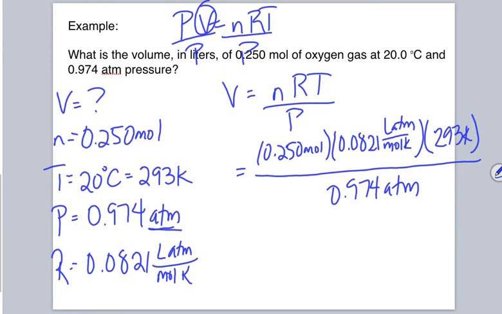Check your units first. Moles cancels moles, kelvins cancels kelvins, atmospheres cancels atmospheres. We're going to be left with units of liters, which is good because we're trying to find volume. We plug those values into our calculator, and the answer we get is 6.17 liters.